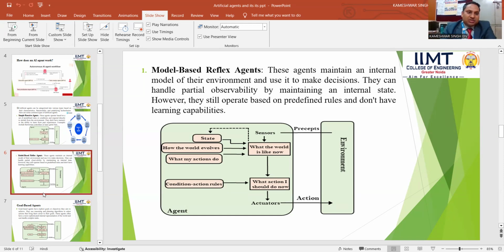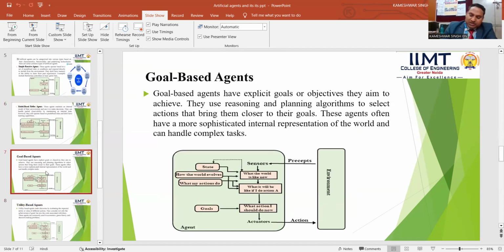Now we are going to discuss the goal-based agent. So what is a goal-based agent? Goal-based agents have an explicit goal or objective that they aim to achieve. They use reasoning and planning algorithms to select actions that bring them closer to their goals. These agents often have more sophisticated internal representations of the world and can handle complex tasks. So how to handle the complex task?